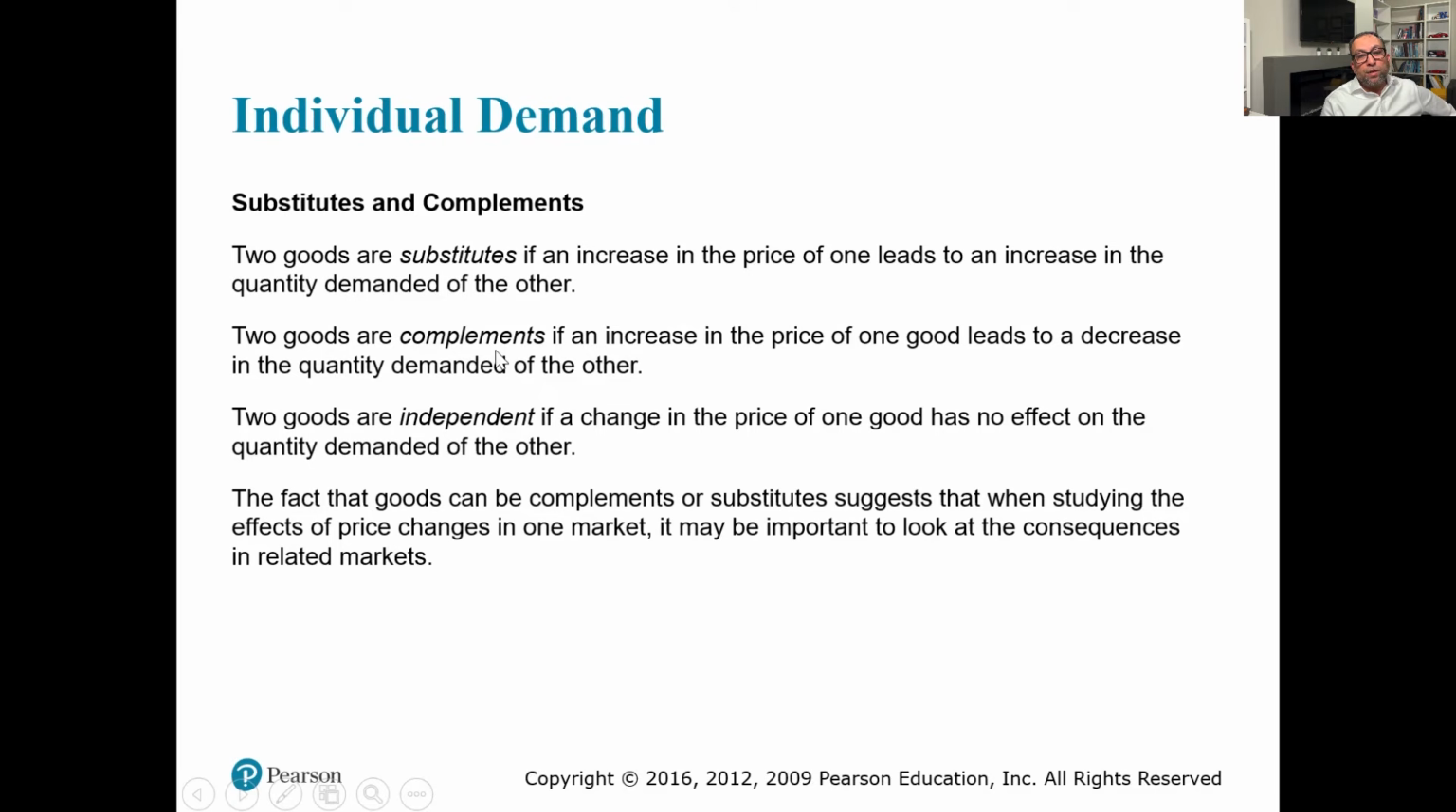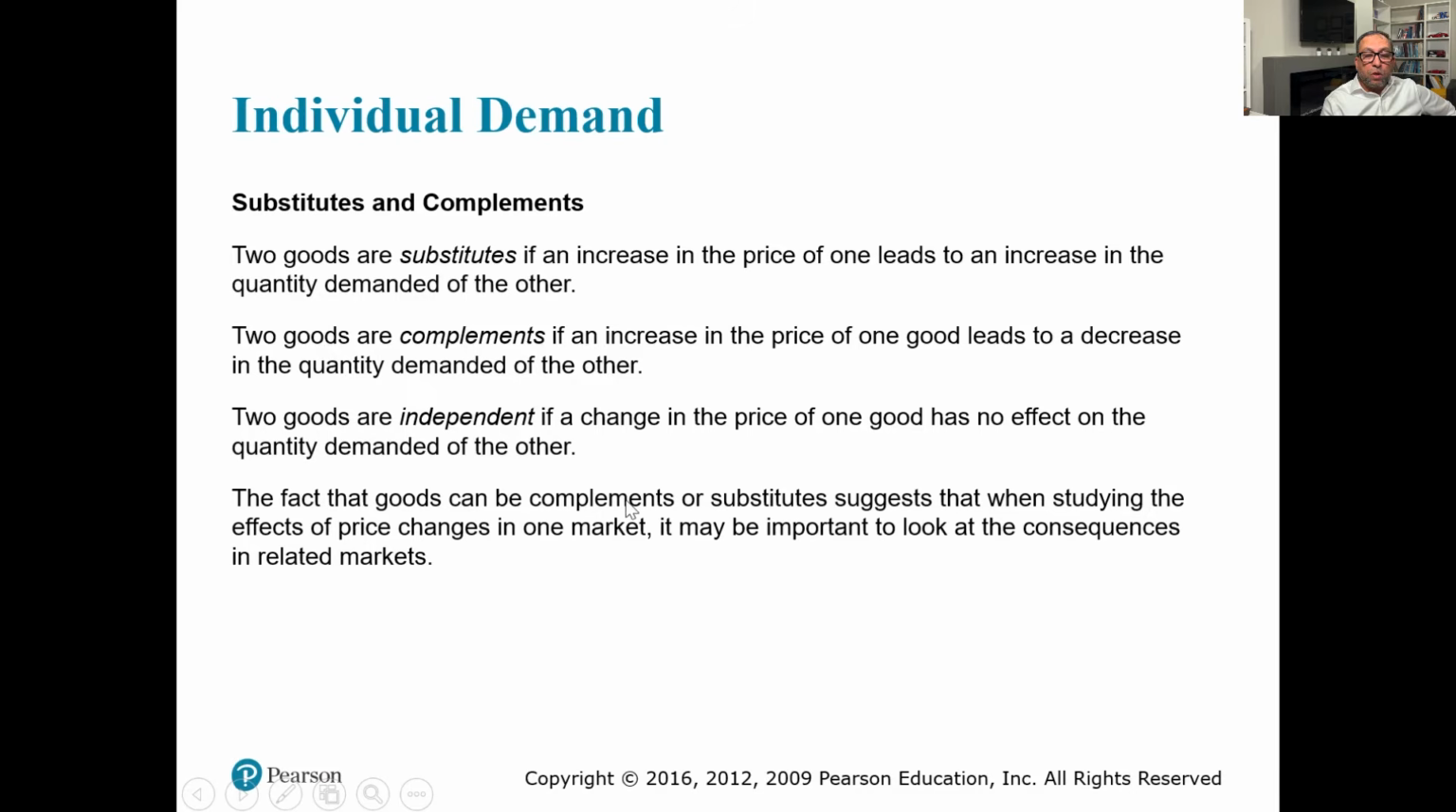Two goods are complements. How do they become complements? If there is an increase in the price of one good, good A, and the demand for good B goes down or decreases, then it is a complement good. Why? Because we have to use them together. The consumer is buying together, using together. So for that reason, their relationship is like this: when the price of A increases, the demand for B decreases. The two goods are called independent if a change in the price of one good has no effect on the quantity demanded of the other good.